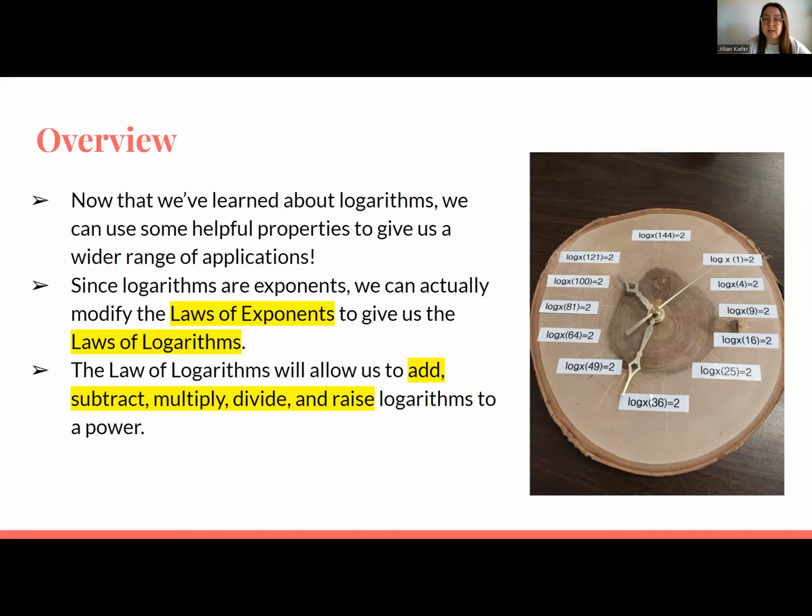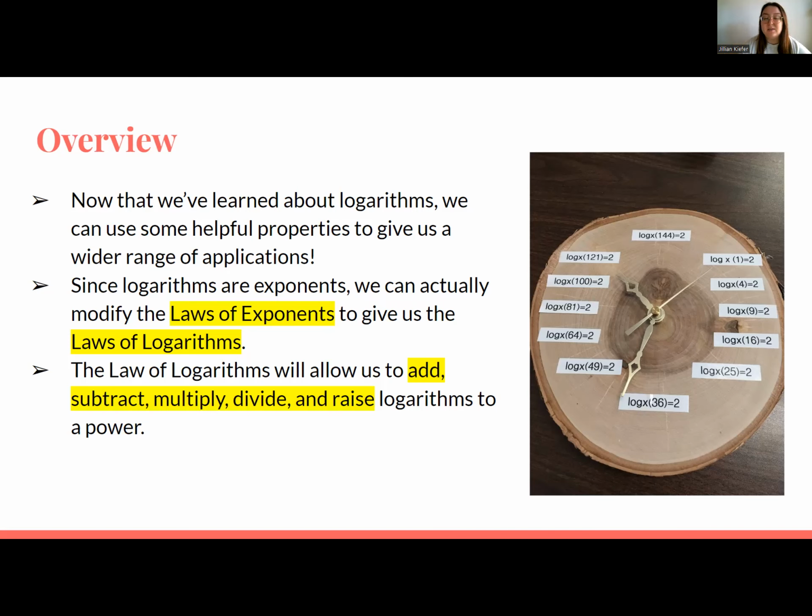Since logarithms are technically exponents just rewritten, we can actually modify the laws of exponents to give us the laws of logarithms. The laws of exponents, you can always feel free to look those up. When you multiply two terms with the same base with different exponents, you add their exponents. If you divide two terms with the same base with different exponents, you subtract the exponents. If you raise an exponent to the power of another exponent, you multiply those exponents. Those are the laws of exponents, just a very brief overview.